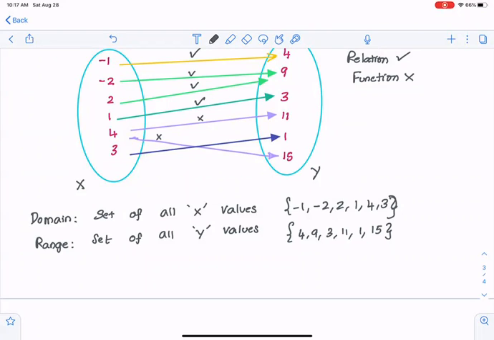In some cases where we don't deal with functions, we call it the domain and the codomain instead of domain and range. Domain and range, more often than not, is something that we use with functions.